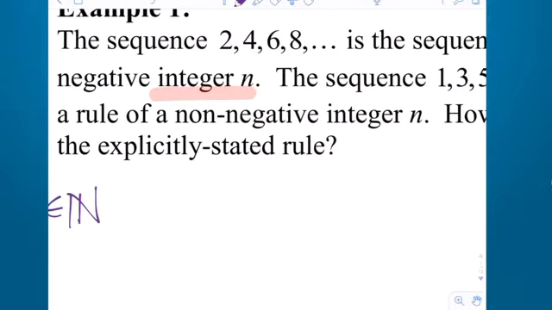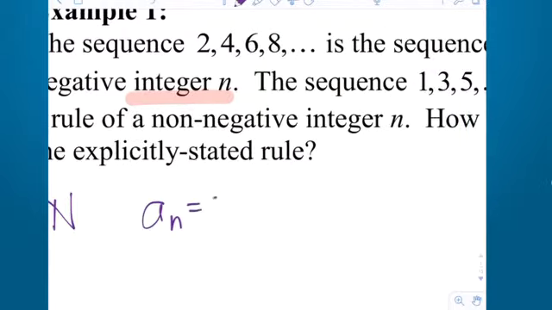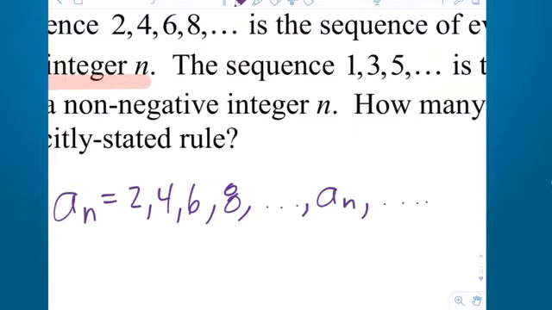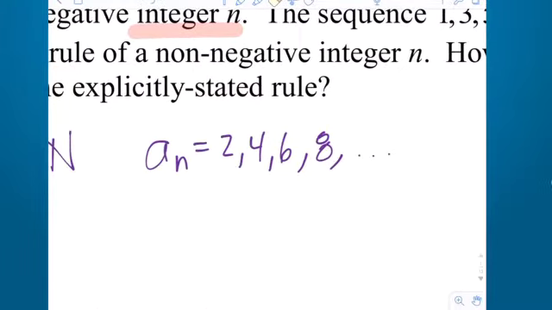All right, so what I want to do is list that as a rule. I want a sub n to equal 2, 4, 6, 8, dot dot dot. Now that implies that it goes on forever. I can list the sequence like that, a sub n equals. And it doesn't have to be set off in braces, although it can. If it's equal to a sub n, we interpret that as a sequence. If it wasn't equal to a sub n, then it would be in braces.